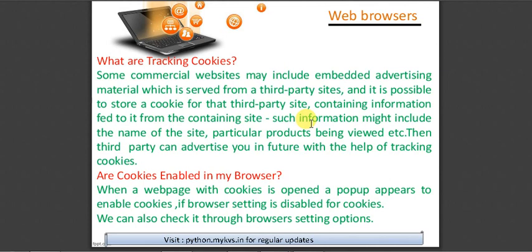And when a web page with cookies is opened, a pop-up appears to enable cookies. Nowadays most websites want you to accept cookies, so you have to click the accept cookies button. If browser settings are disabled for cookies, we can also check through the browser settings options whether cookies are disabled or enabled. But if you keep the security setting so high, you will not be able to access the website. So you have to accept the cookies, then only are you allowed to access the website.